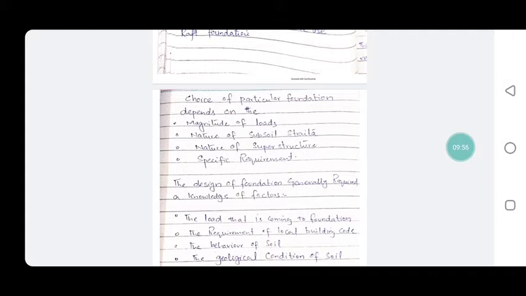The third factor which affects the choice of particular foundation is the nature of the superstructure, and the fourth one is specific requirements.